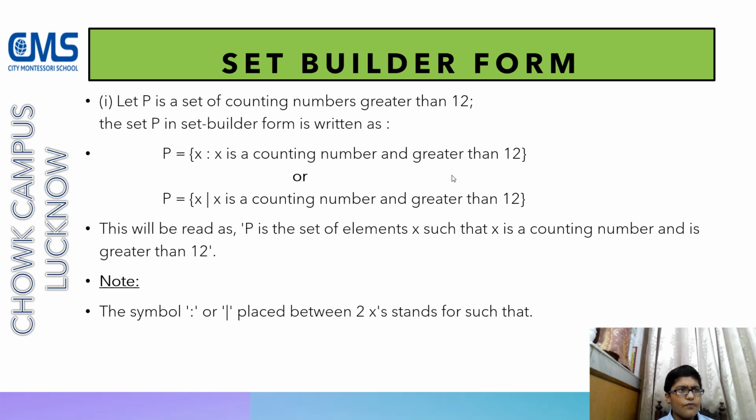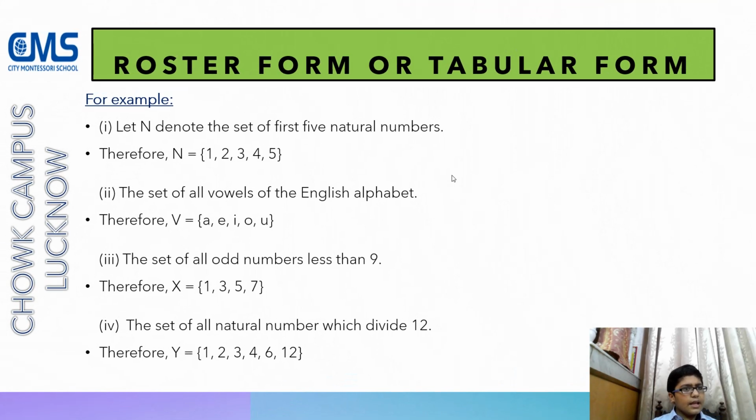If x equals 4, 5, 6, 7, this is expressed in roster form. Let us express it in set builder form: x is a natural number and x is greater than 3 but less than 8. The set A of all odd natural numbers can be written as {x : x is a natural number and x equals 2n plus 1 for n belonging to W}.